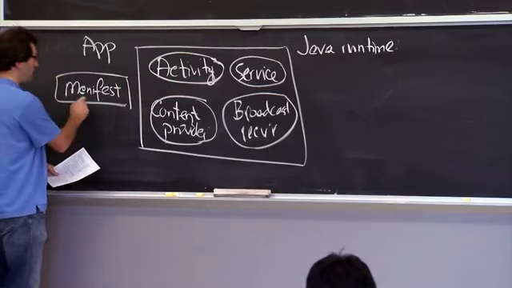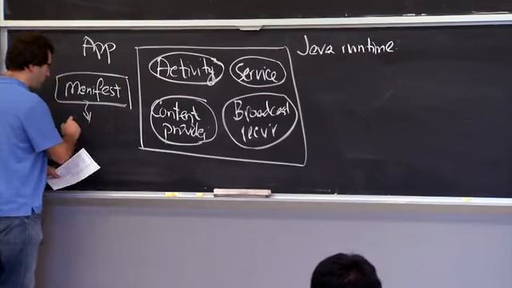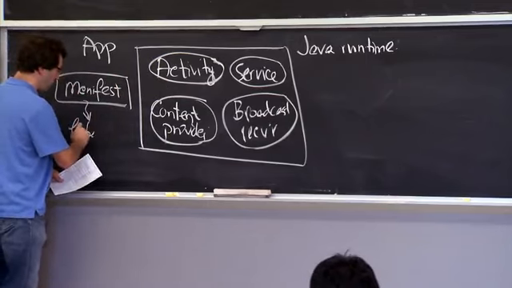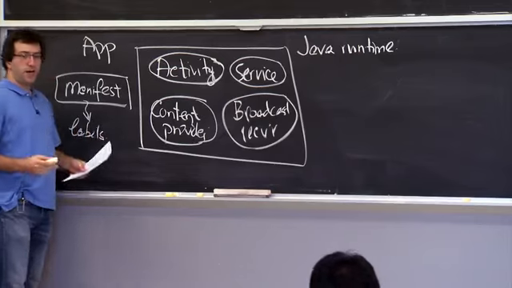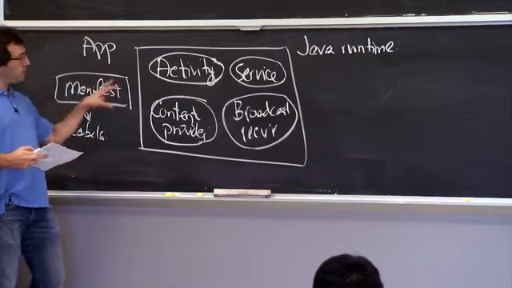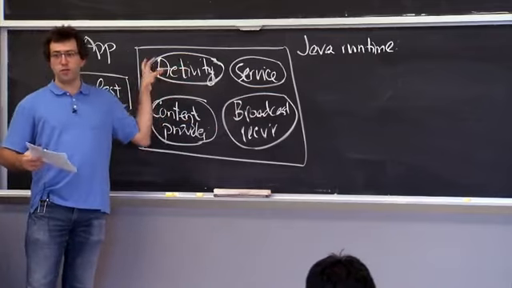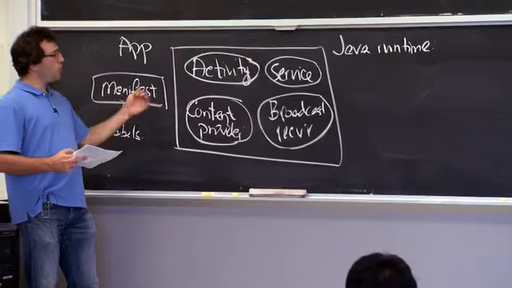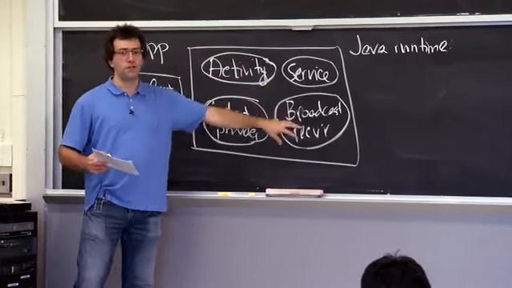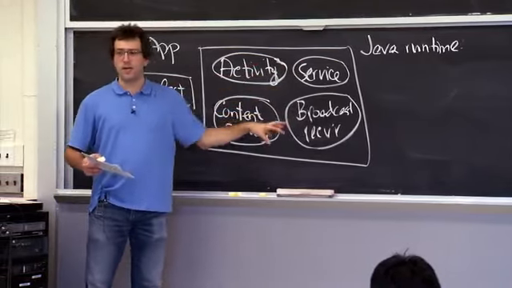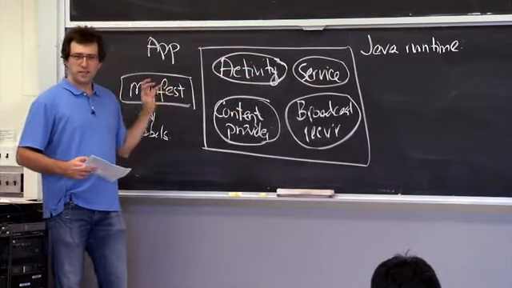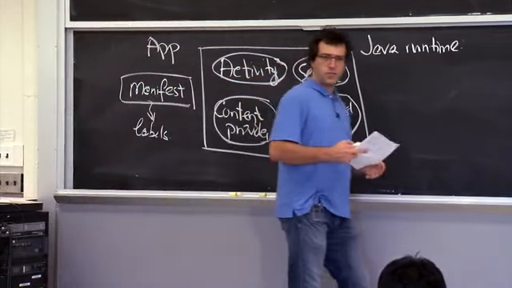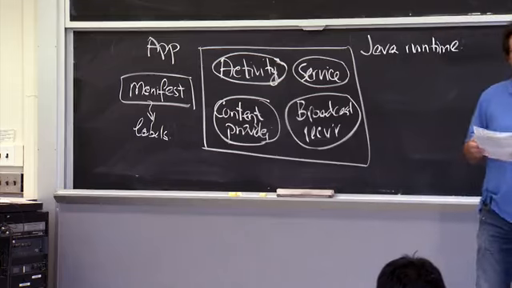So in particular, this manifest is going to talk about things called labels that we'll talk about in a second, that define both the privileges of this application in terms of what it should be allowed to do, as well as the restrictions on who else should be able to interact with the different components of this application. That make sense? Questions about how that works?